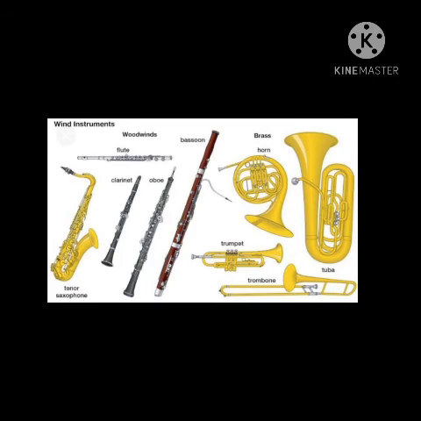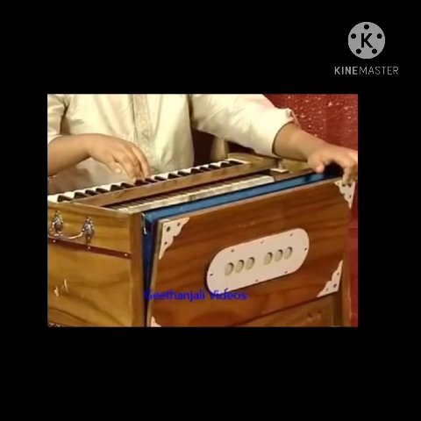Next is wind instrument. In wind instruments like flute, trumpet, and shehnai, sound is produced when we blow air into them. The column of air inside them vibrates, producing a musical sound. Reed instruments. In reed instruments like a harmonium and mouth organ, there are metal reeds. These metal reeds produce sound when air is blown through them.